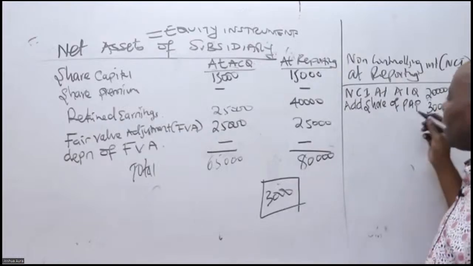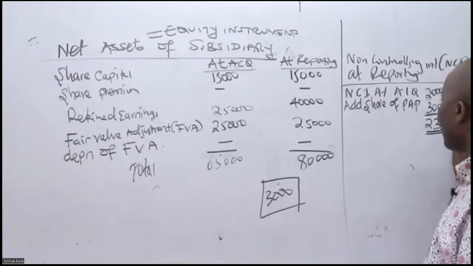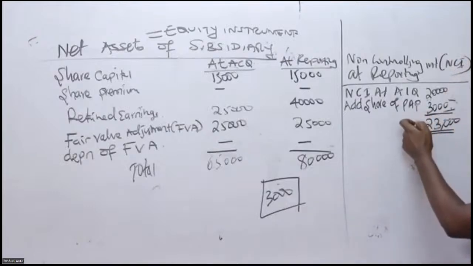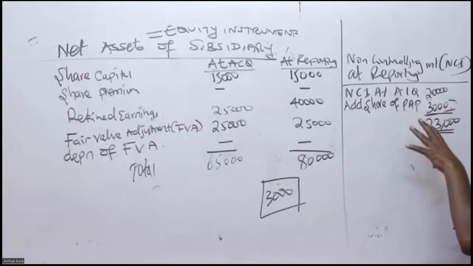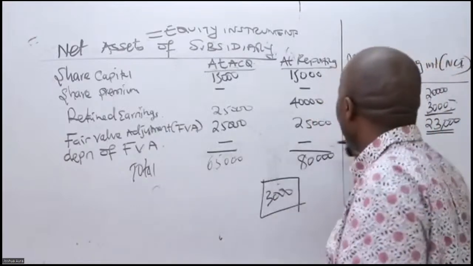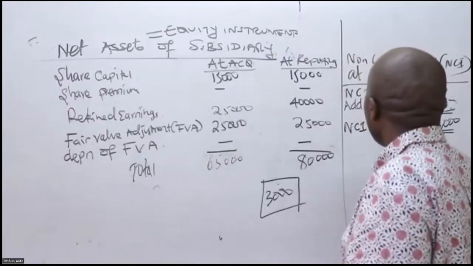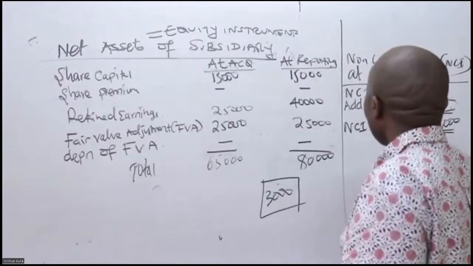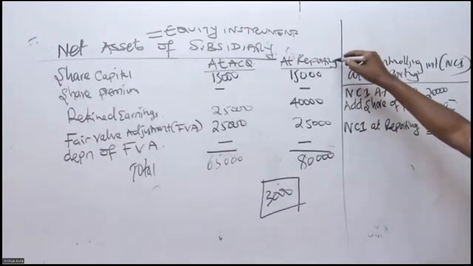Right? And now what I will do is say that this is 23,000 total. Remember, you're using Excel to get this 23,000. You simply say equals sum, or use the Alt equals shortcut, then press enter, 23,000. So this is NCI at reporting. This is a very important step.